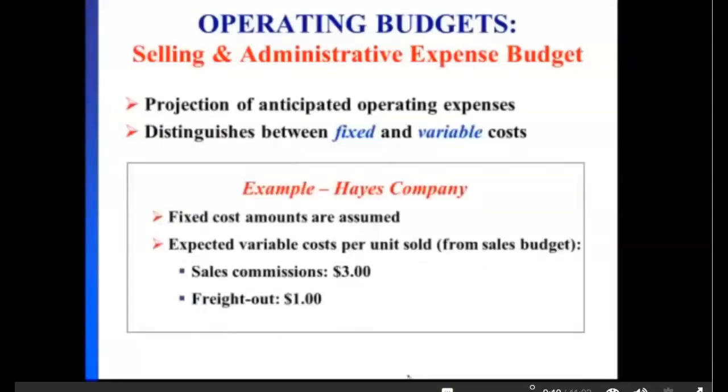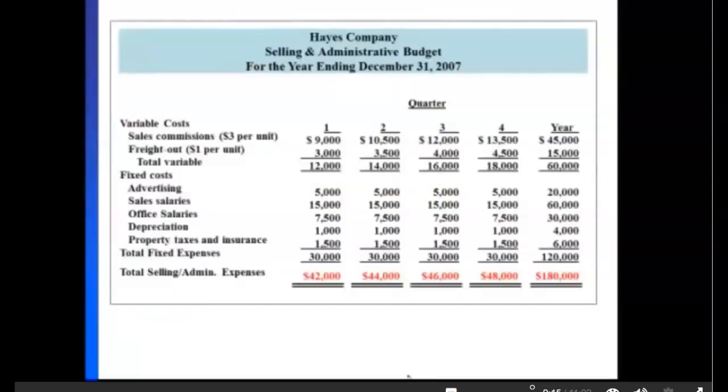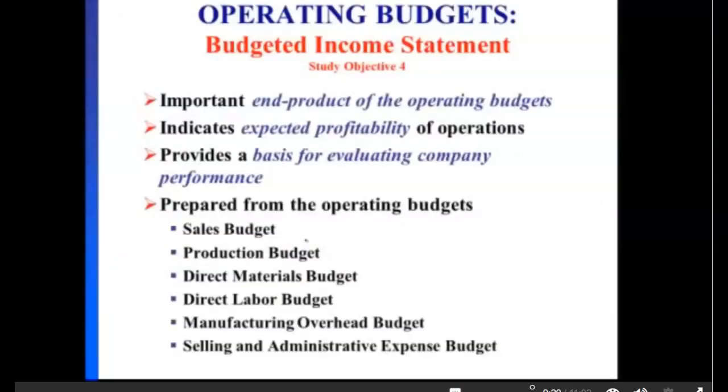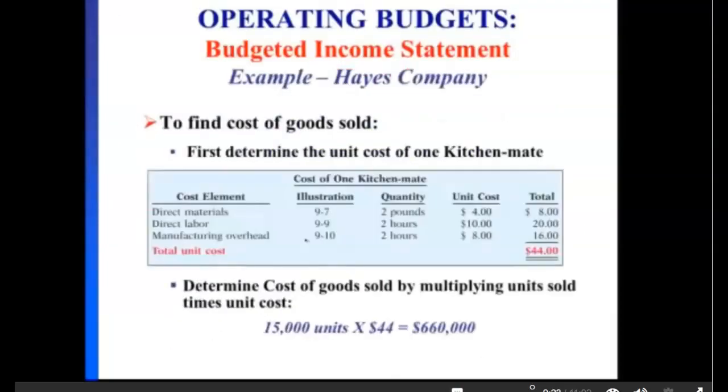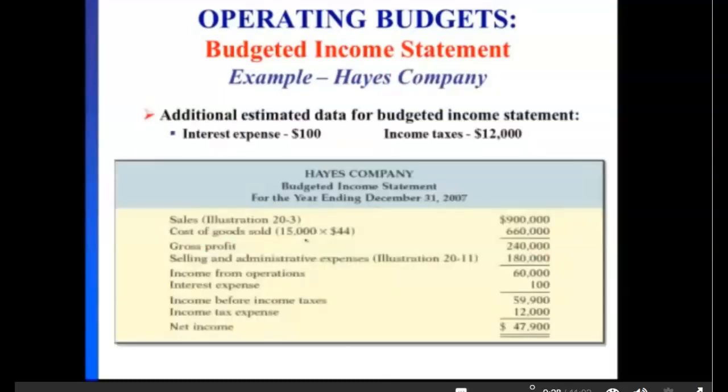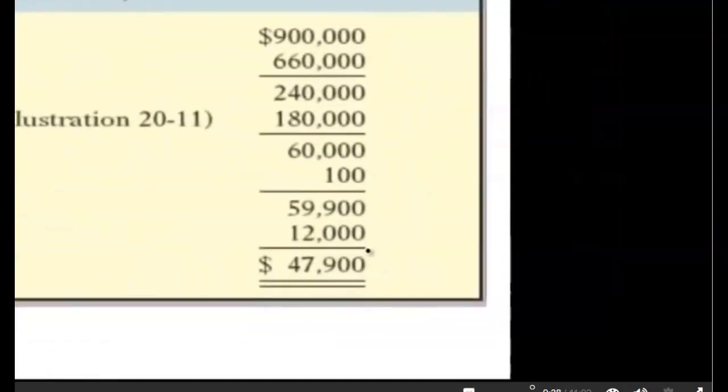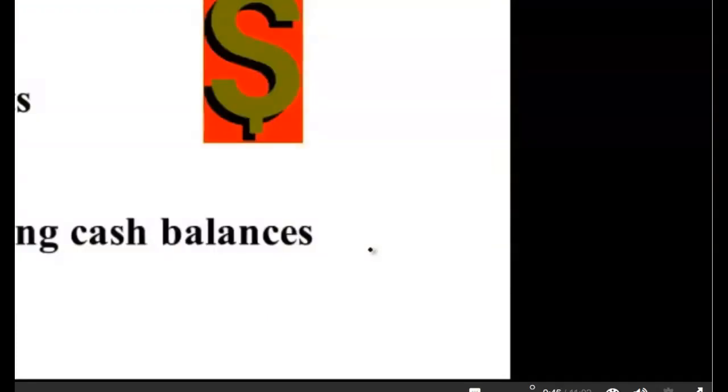The selling and administrative budgets are basically done: sales commission, freight out. They estimate the amount of sales and the amount of advertising, sales salaries, and so on. We come up with a budgeted income statement. You get into further details on that, but we just take the sales budget, which we developed, the cost of goods sold budget, gross profit, and so on. So if we meet all our budgets, we will expect to make a net profit of $47,900. So that's how we build the operating budgets.